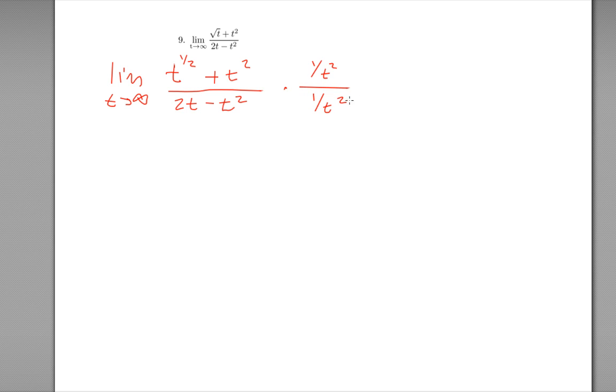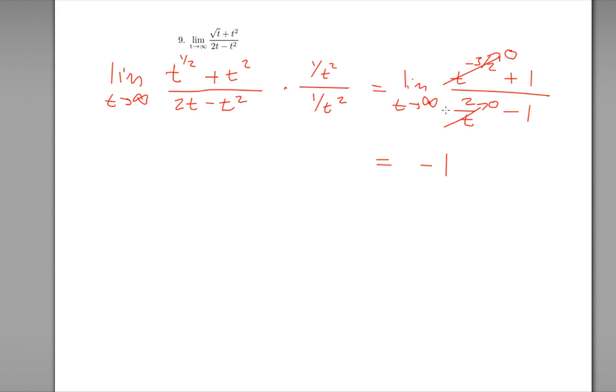And that's equal to the limit as t goes to infinity of, when you multiply 1 over t squared in, this ends up being t to the negative 3/2 plus 1 over, this becomes 2 over t, and then this becomes minus 1. And as t goes to infinity, this goes to 0, this goes to 0. So at the end of the day, I'm just left with plus 1 over minus 1. So this limit is negative 1.